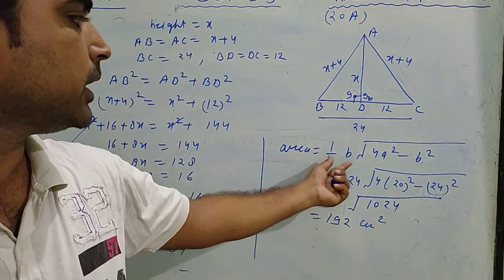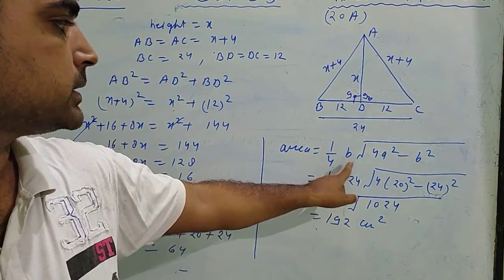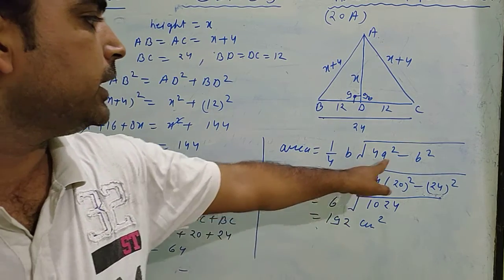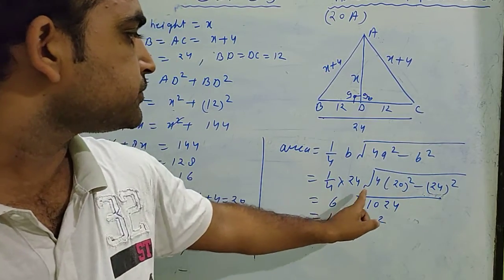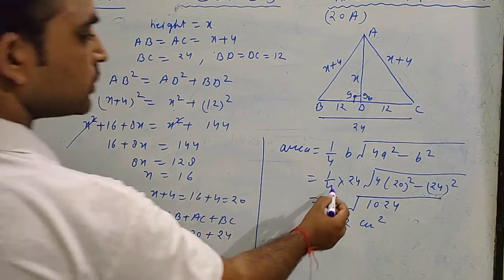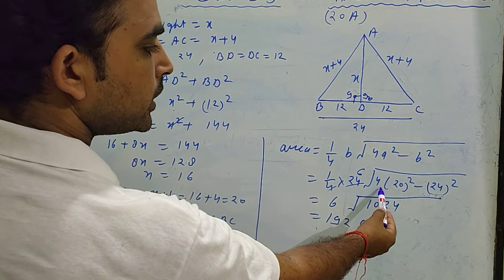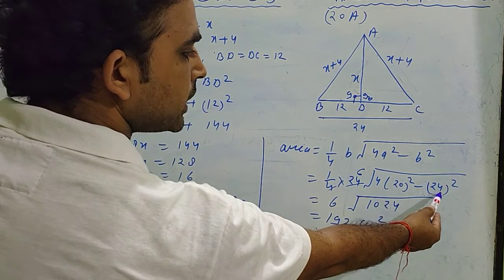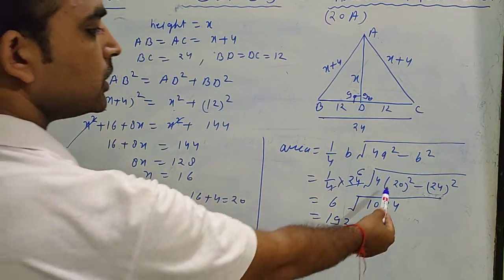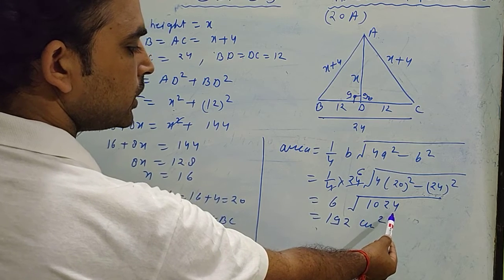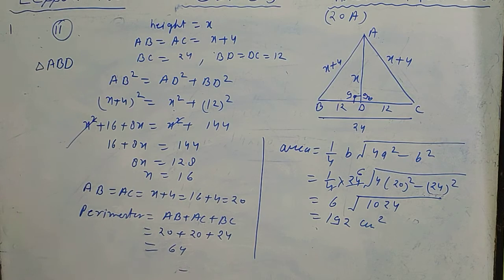So the formula is 1 by 4 b under root 4a square minus b square. b means base, that is given 24. a is the equal side, that is 20. Now solve it. 4 into 6 is 24, and 20 square is 400, 400 into 4 is 1600, 1600 minus 24 square, that is 576, so minus this, we get 1024. Then find the square root of this, then multiply by 6, so we get the answer 192.